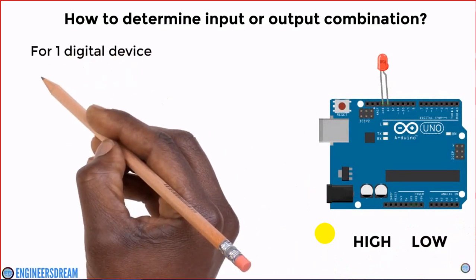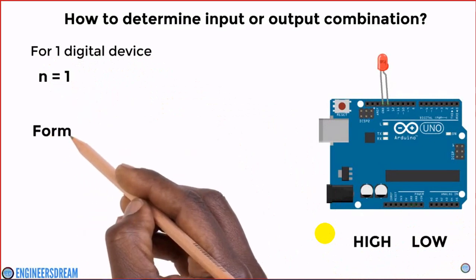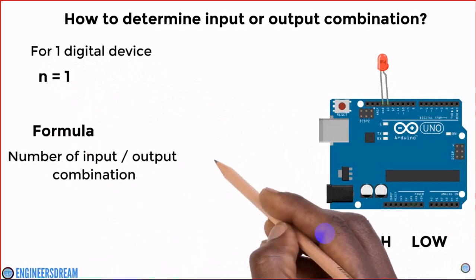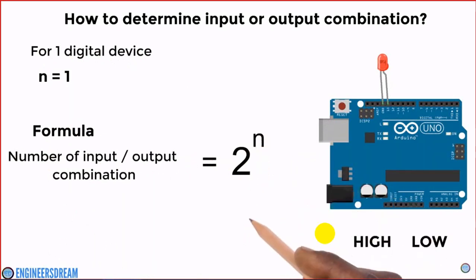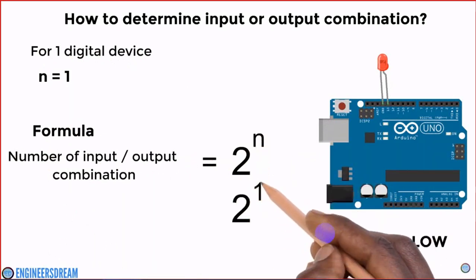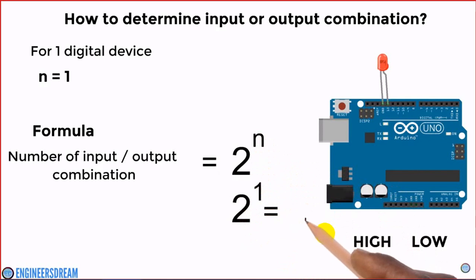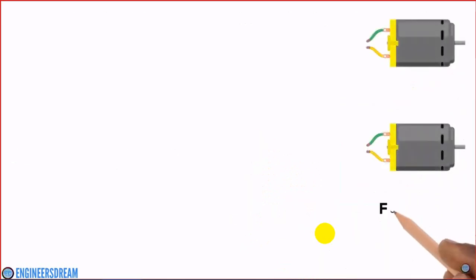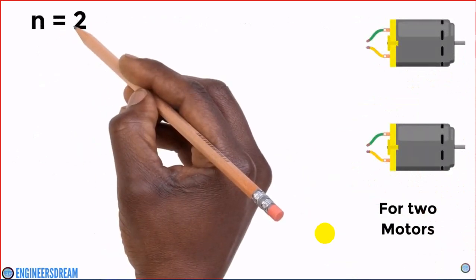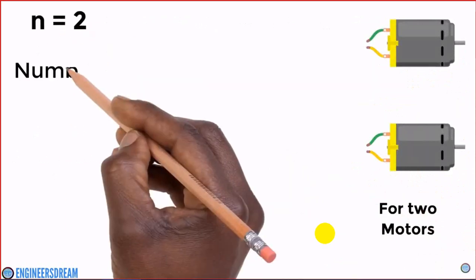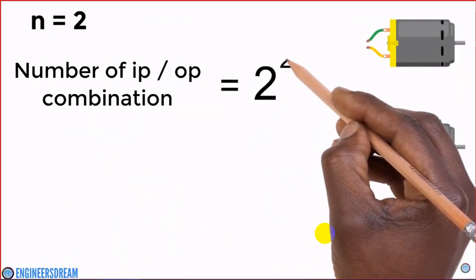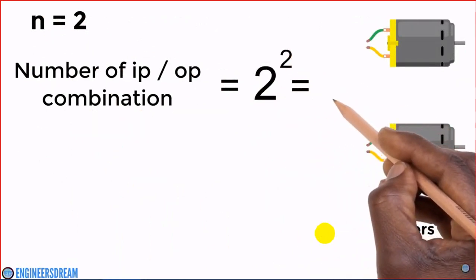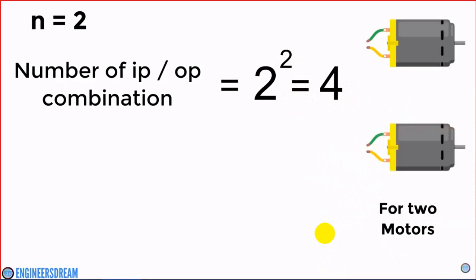So, from the LED example, let's look at the formula. Now, if you have one digital device, then your n is equal to 1. And the formula to determine the number of input and output combinations is 2 raised to n. So, for n equal to 1, there are two outputs possible, that is high and low. Now, since we have to control a robot and our robot consists of two motors, then n is equal to 2, and so the combination logic is equal to 2 raised to n, that is 2 raised to 2 equal to 4. So, for two motors, there are 4 input combinations possible.